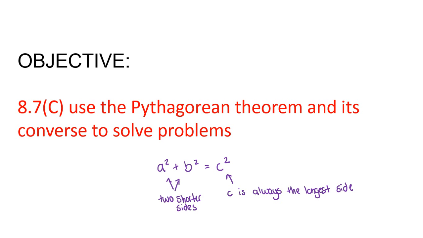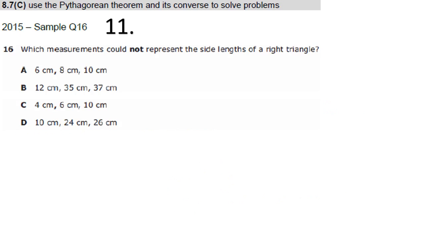Okay, so let's see what we're getting into. Number 11 says which measurements could not be a right triangle. Whenever they say right triangle, you have to use a squared plus b squared equals c squared. The only thing I have to go by on A is this formula. I don't have a picture. The only thing we can do is say that this 10 is our C.